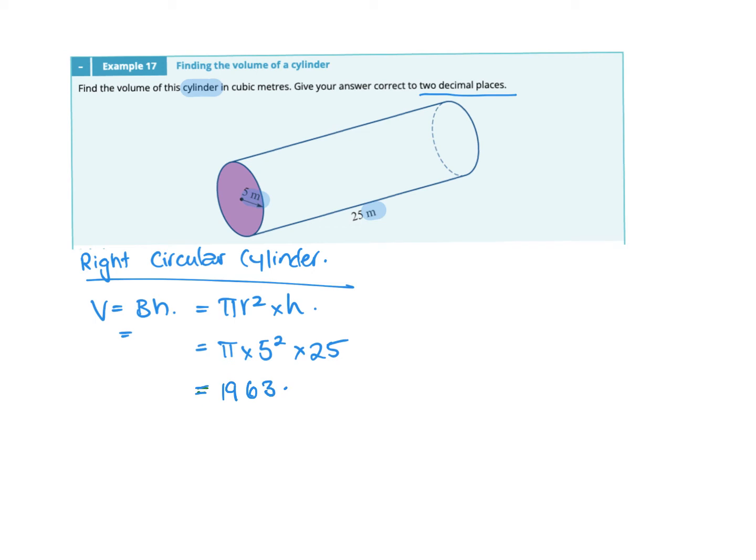So I get 1963.495. If you actually look at the number, just to help you with the rounding, because this is a 5, this number needs to go up. It's a 9, so it forces this one up, and that's why that one becomes 5 and that one becomes a 0. So that's 2 decimal places. Now it was written in meters, so it'll be meters cubed for your final answer.